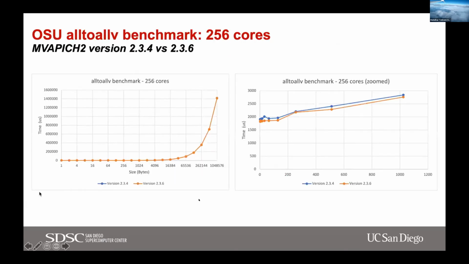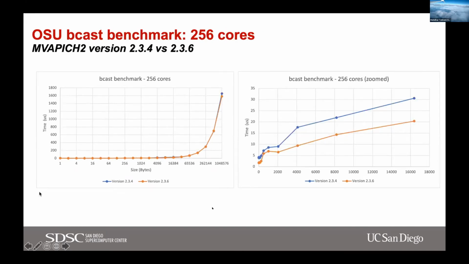So first thing we did is run some of the collective benchmarks to see if anything major changed with going from 2.3.4 to 2.3.6. And this is just a 2-node case. So on the top end, we didn't see much of a difference, but for the lower message sizes, there was definitely about a 5 to 10% increase in performance. And with the larger node count, I'm sure this will be a little bit better.